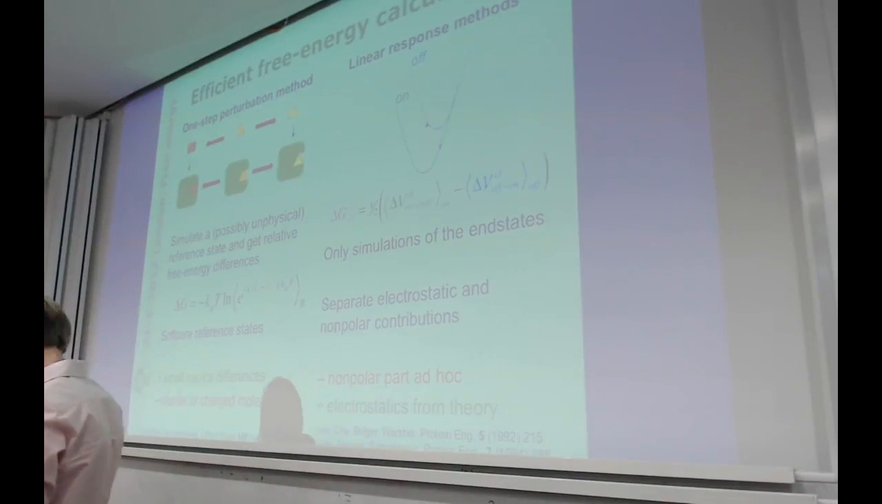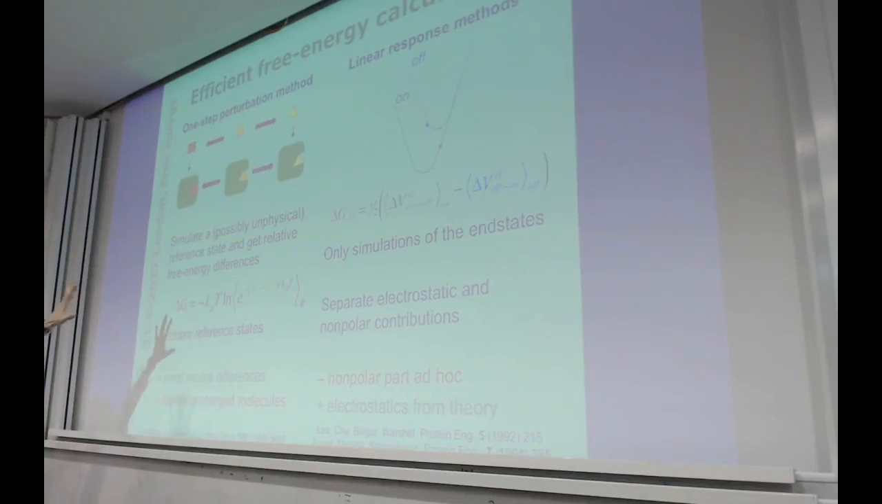As I mentioned, there are methods that are typically considered to be more approximate in nature, and one of them that we've been working on a lot in the last couple of years is one-step perturbation, where we're basically simulating a non-physical reference state that shows overlap with some real end states, and in one go we try to calculate the free energy of going from our unphysical reference state to the real states. We do it in solution, we do it in a protein, and then you can predict ligand binding or relative binding free energies from those, basically.